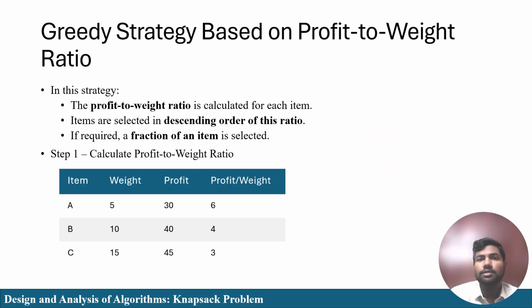Greedy strategy based on profit to weight ratio. In this strategy, we have to first compute the ratio between profit to weight. After, items are arranged in descending order of their ratio. If required, a fraction of an item can be selected. Here, the items are arranged in descending order of ratio.